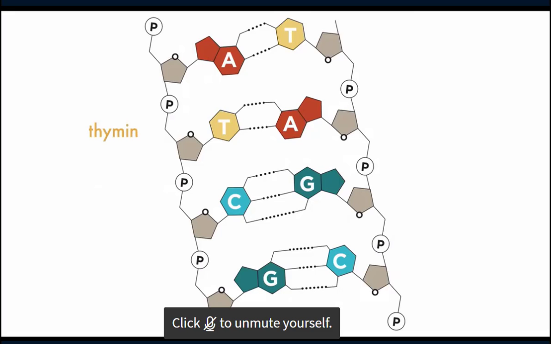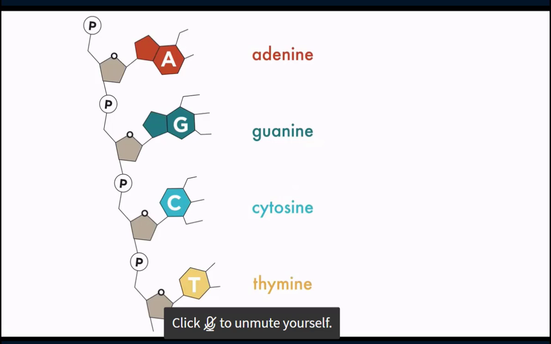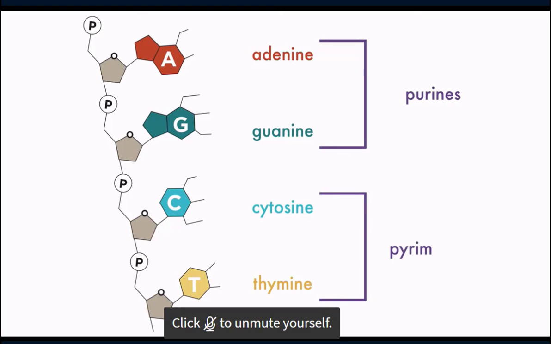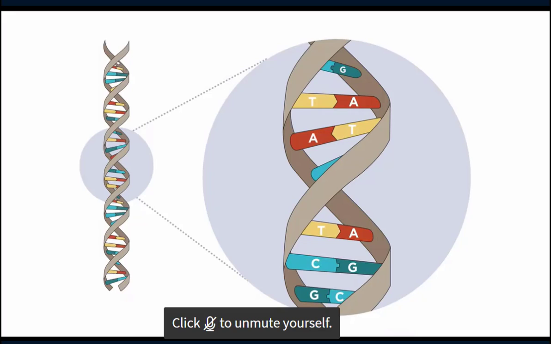The bases are thymine, adenine, cytosine, and guanine. 2 of the bases are purines, which have a 2-ring structure, and 2 bases are pyrimidines, which have a 1-ring structure. Adenine and guanine are purines. Cytosine and thymine are pyrimidines. I remember the pyrimidines are the bases with a Y in their name, just like pyrimidine has a Y in its name. A purine always pairs with a pyrimidine, and the slanted shape of the DNA molecule causes it to form a spiral or helix.